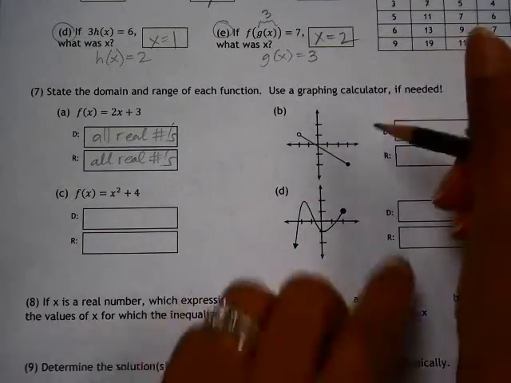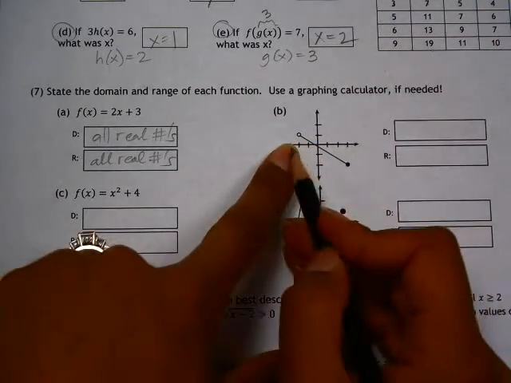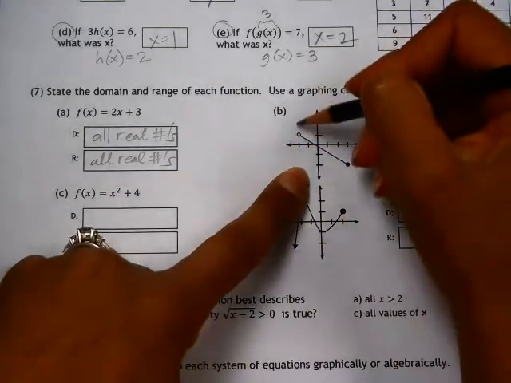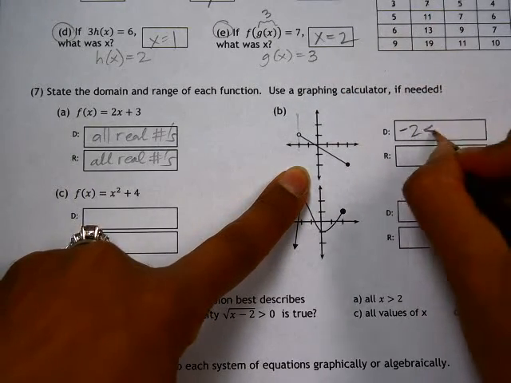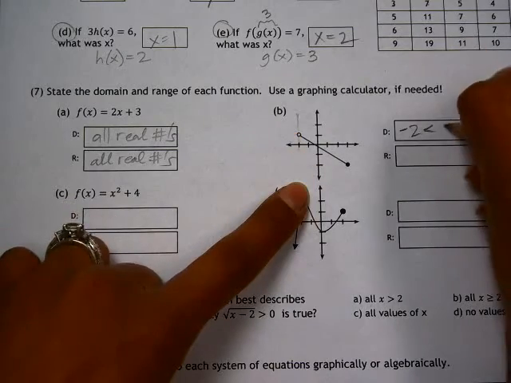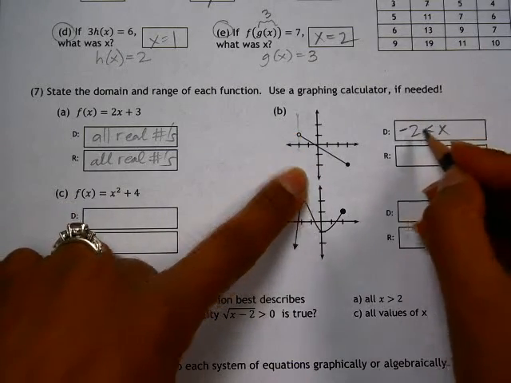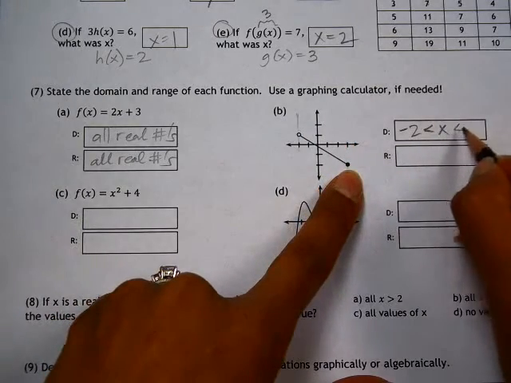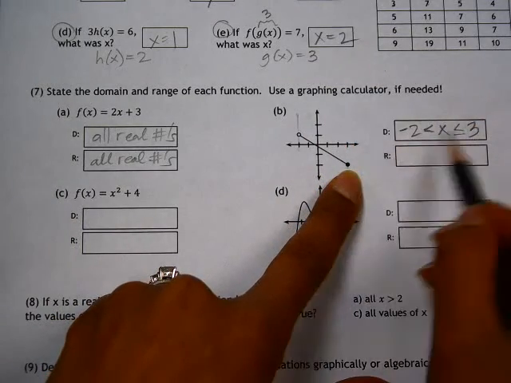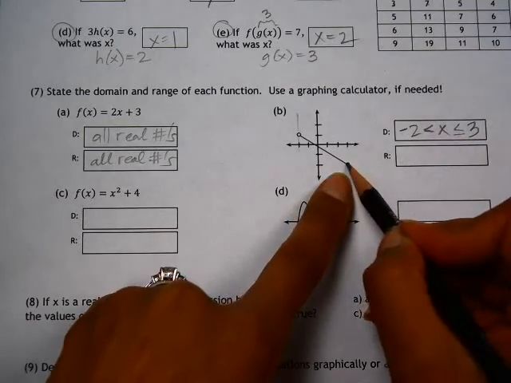So graphically, we can see in the x direction that the graph starts at x equals -2. We don't want to include -2 because there's a hole. x is greater than -2, but stops at 3. So x must be less than or equal to 3. Less than or equal to because it's a closed dot.